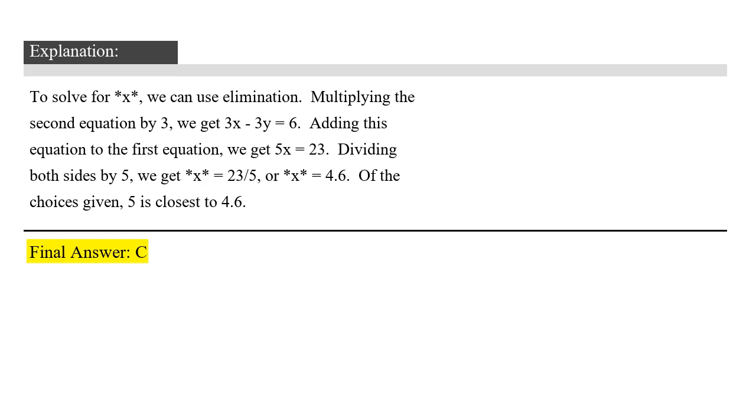To solve for x, we can use elimination. Multiplying the second equation by 3, we get 3x + 3y equals 6. Adding this equation to the first equation, we get 5x equals 23. Dividing both sides by 5, we get x equals 23/5, or x equals 4.6. Of the choices given, 5 is closest to 4.6.